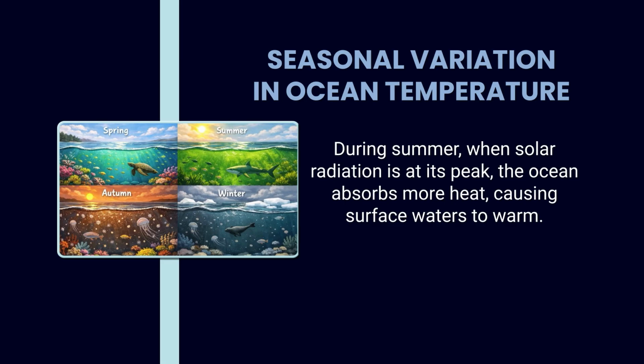surface waters to warm. Conversely, in the winter, reduced solar radiation and increased heat loss through the long wave radiation and evaporation lead to cooling of surface waters. The extent of this seasonal temperature fluctuation varies depending on the latitude, ocean depth, and local atmospheric conditions.